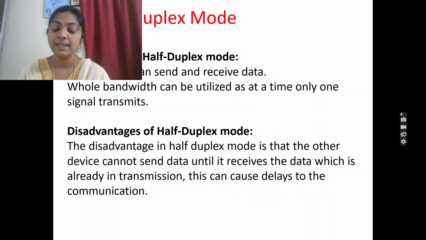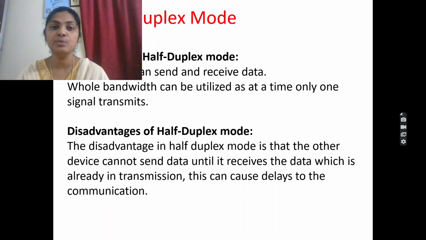What is the advantage? Both end devices are able to send and receive. Here also it's like a unidirectional communication, because at time t1 only one person can send, so the transmission channel utilizes the whole of its bandwidth. But what is the drawback? The receiver, even if it has data, has to wait till the sender completes its transmission process. That is the drawback. This causes delay to the communication.